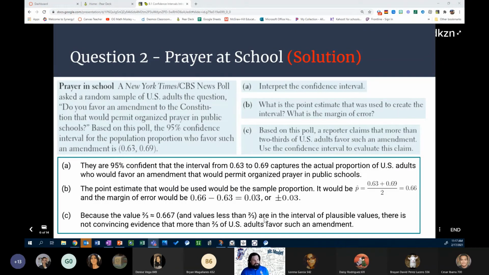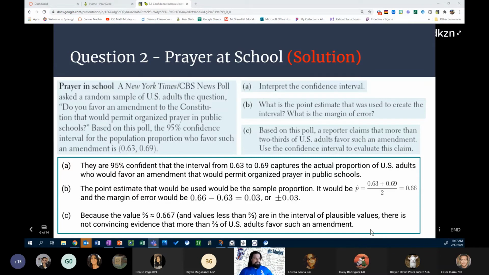Okay, so then part C. The reporter claims that more than 2/3 of US adults favor such an amendment. We're going to use our confidence interval to evaluate this claim. All right, so because the value of 2/3, which is 0.667, and values less than that are in the interval of plausible values, there's not convincing evidence that more than 2/3 of U.S. adults favor such an amendment.